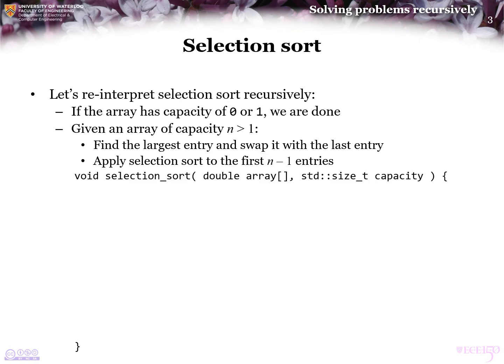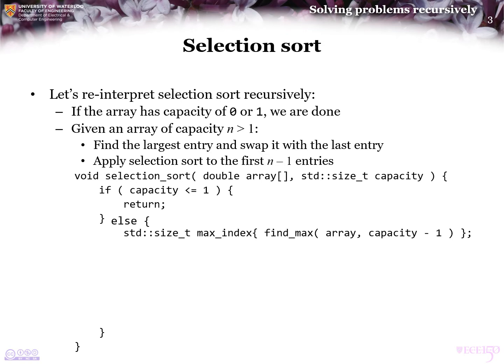So here we have the function definition with an empty body. We will begin by implementing the base case. Well, the base case is straightforward. If the capacity is less than or equal to 1, we just return. Next we have to deal with the recursive case. In this case, capacity is some value of n greater than 1.